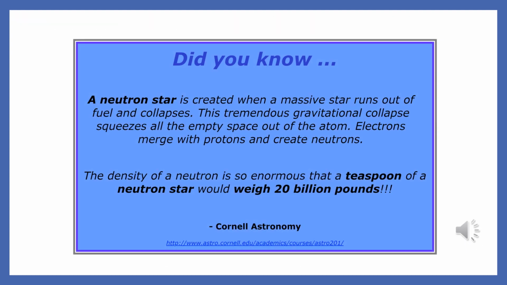There are objects in space that illustrate how much empty space there is in the atoms that make up our world. A neutron star is created when a massive star runs out of fuel and collapses. This tremendous gravitational collapse squeezes all of the empty space out of the atom. Electrons merge with protons and create neutrons. The density of this neutron star is so enormous that a teaspoon of a neutron star would weigh 20 billion pounds.